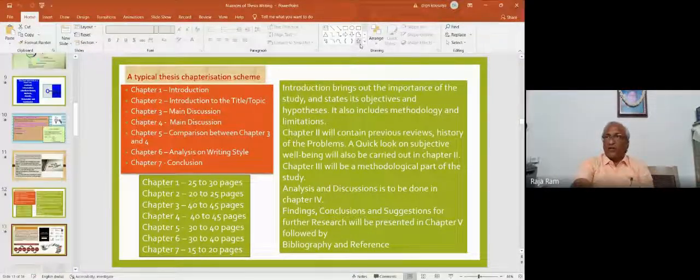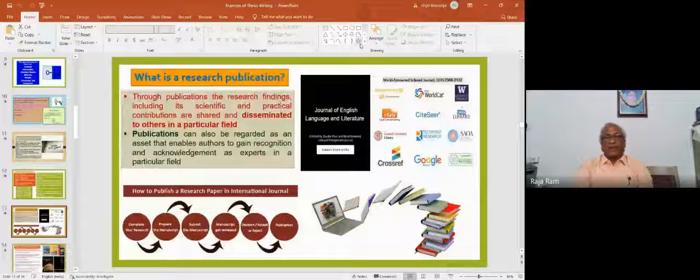So what is research publication? This is the definition, so I can skip it. We all know what it is all about. And there are certain well-renowned indexed journals and databases, like Researcher ID, WorldCat, University Libraries, JCAT, CiteSeer, Open Library, Cornell University Library, and Google. These are various areas where we can have our own tips.